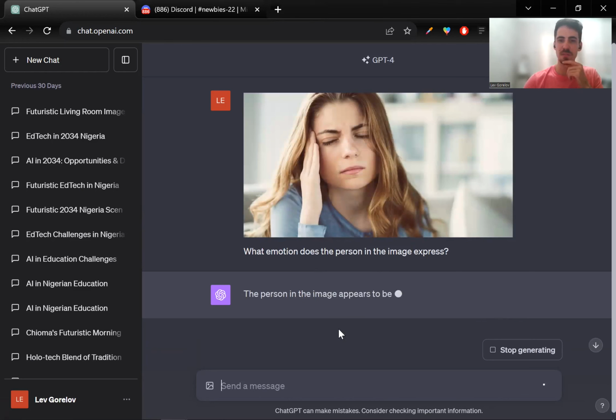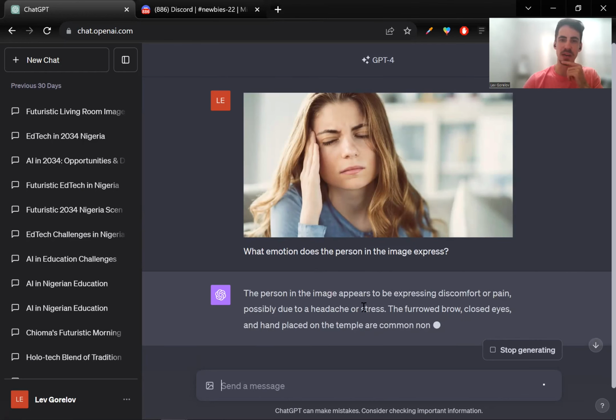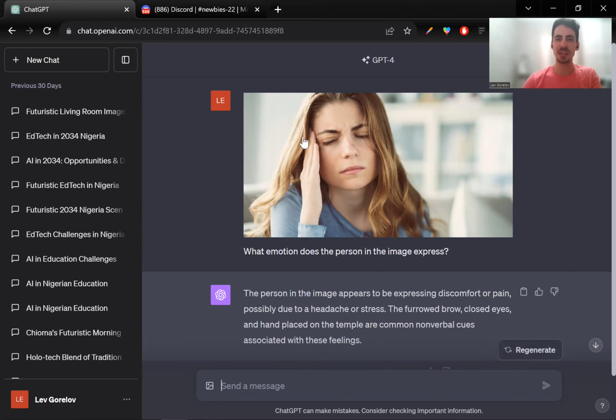And it says, the person in the image appears to be expressing discomfort or pain, possibly due to a headache or stress. So it correctly identified that the arm next to the temple is probably because the person is in pain. And then it explains its reasoning: the furrowed brows, closed eyes, and hand placed on the temple are common non-verbal cues associated with these feelings. So it not only identified the emotion expressed in the picture, but it also explained its reasoning behind it.